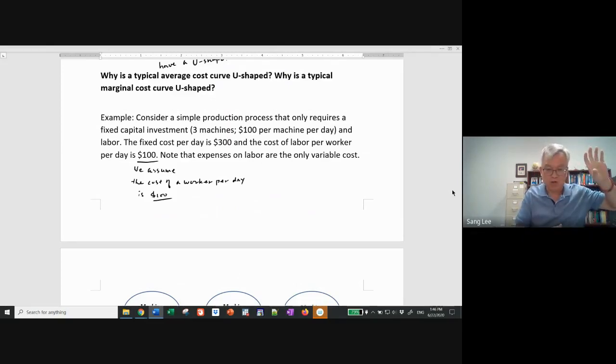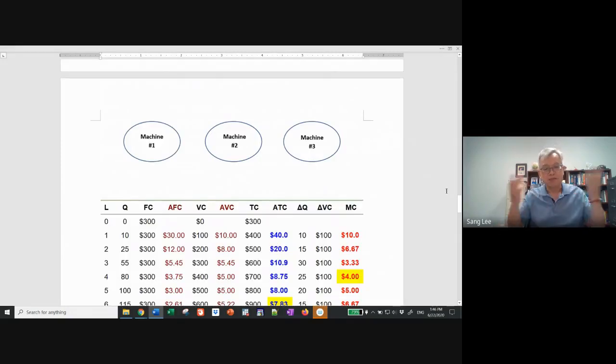Okay, so we only use two inputs, machine and labor, and the number of machines is fixed. Unless you expand the size of your factory, you cannot change the number of machines, only 3 machines, but you can flexibly increase or decrease the number of workers. So labor expenses in this example are the only variable cost. So here, we have 3 machines, and each machine costs you what? $100 per day.